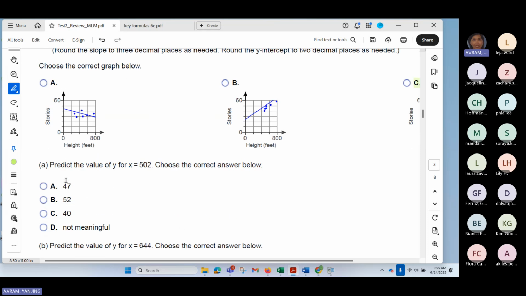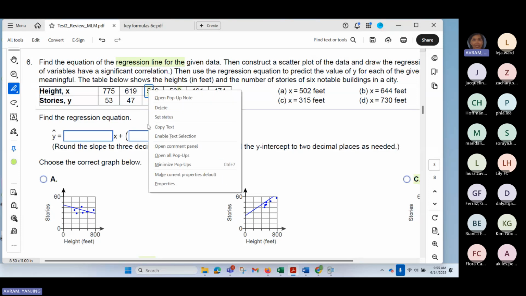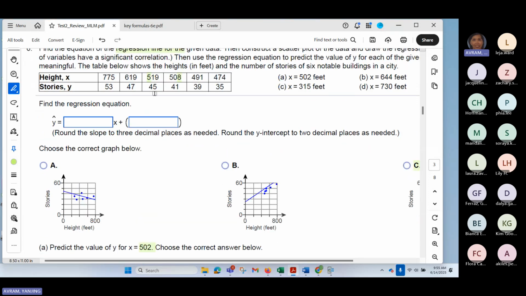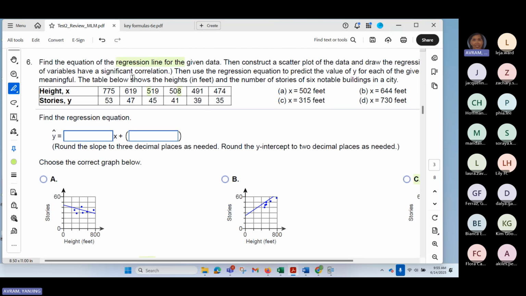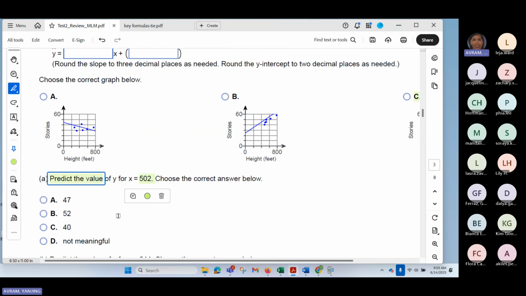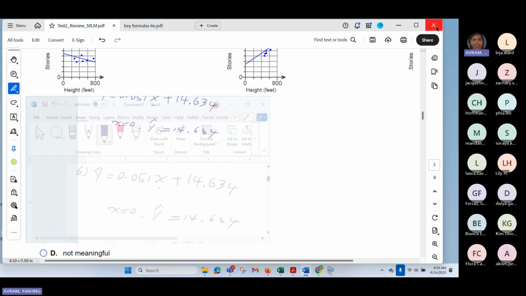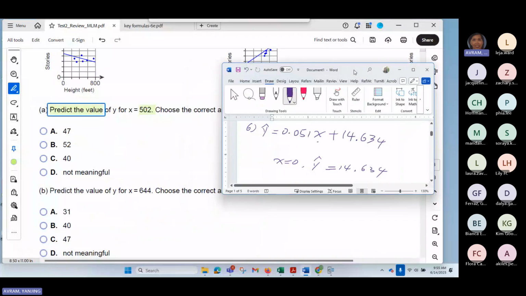Okay, and then we're going to predict the value of y when x is 502. Some people say, oh well, do I have a 508 in here? I have a 519 in here. Can I just estimate from here? No, even though this one has a 502, this is a real value, right? We want to predict the value using the formula we just have. So we have to use this formula to calculate the predicted value.